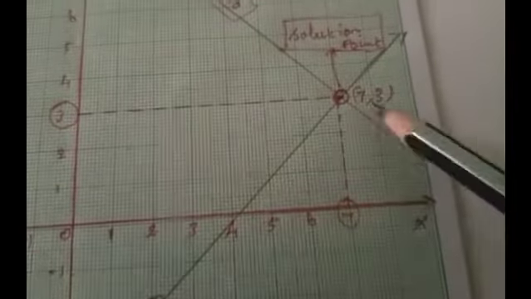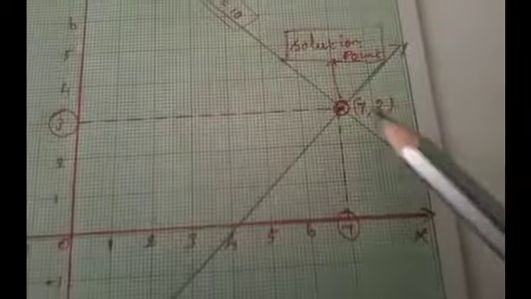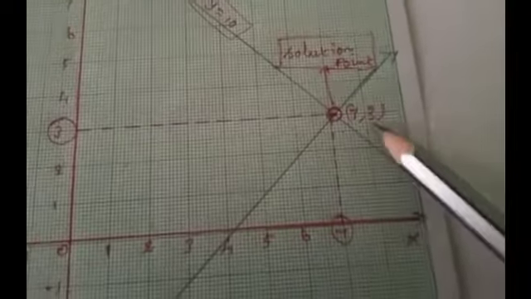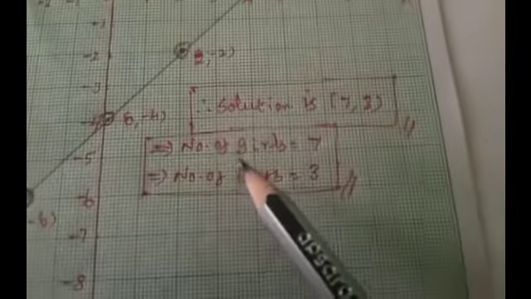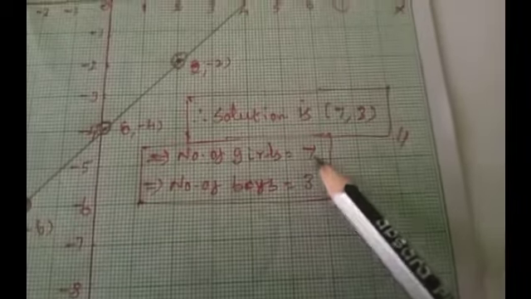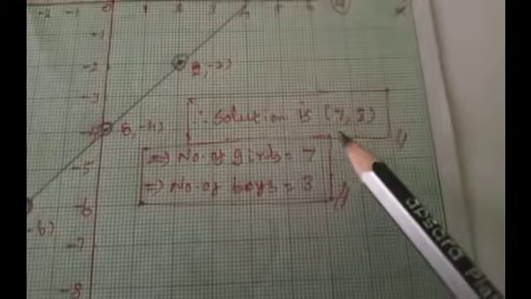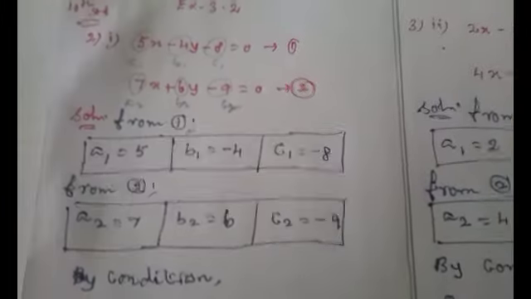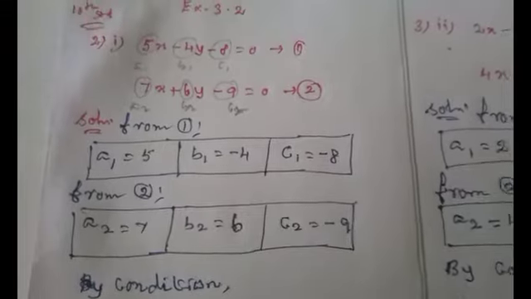So x-axis is 7 and similarly for y-axis is 3. So this is called the solution set point. So 7 comma 3. And finally we have to write the solution set as 7 comma 3, which means the number of girls in the class is 7 and the number of boys is 3, because the first one represents x, the second one represents y. Now let us move on to exercise 3.2, the second Roman letter, first sum.